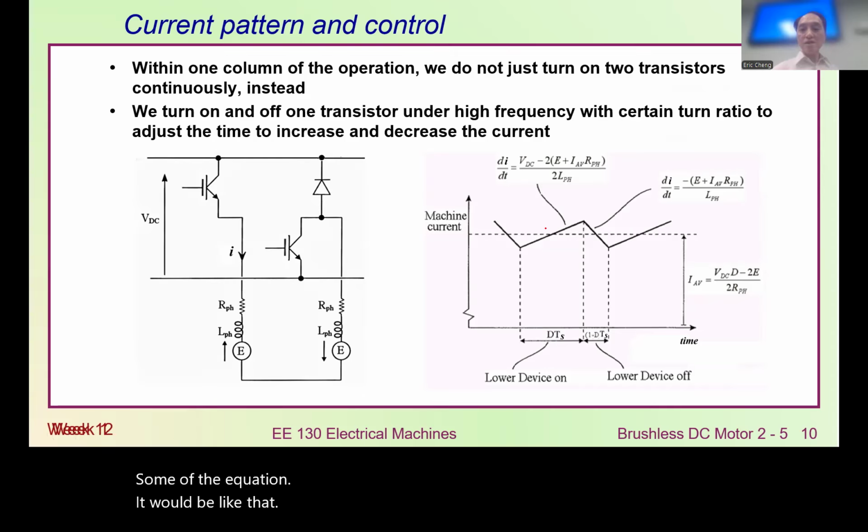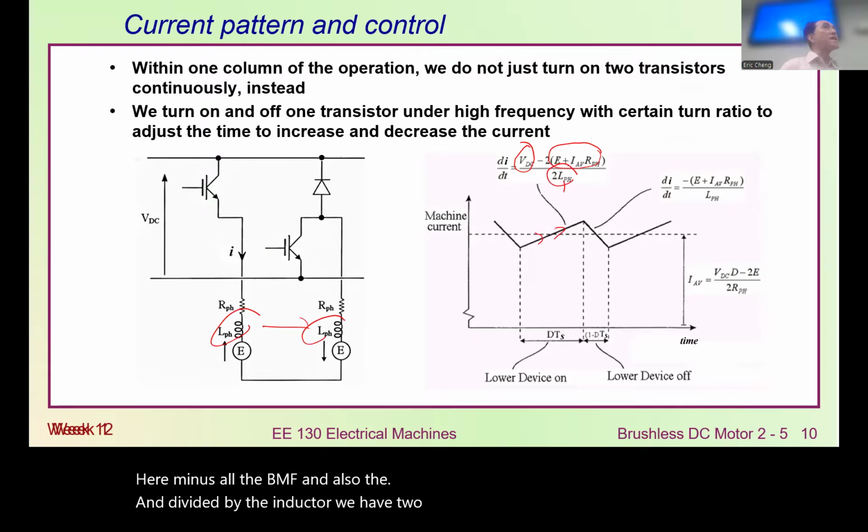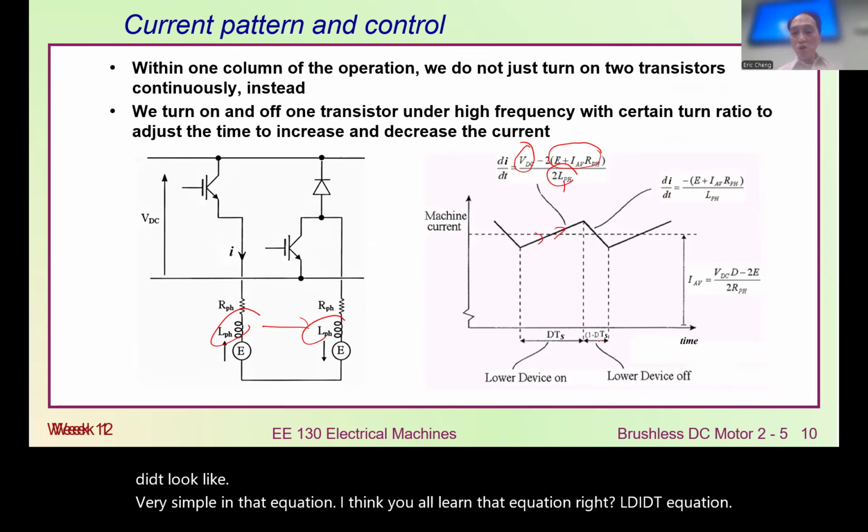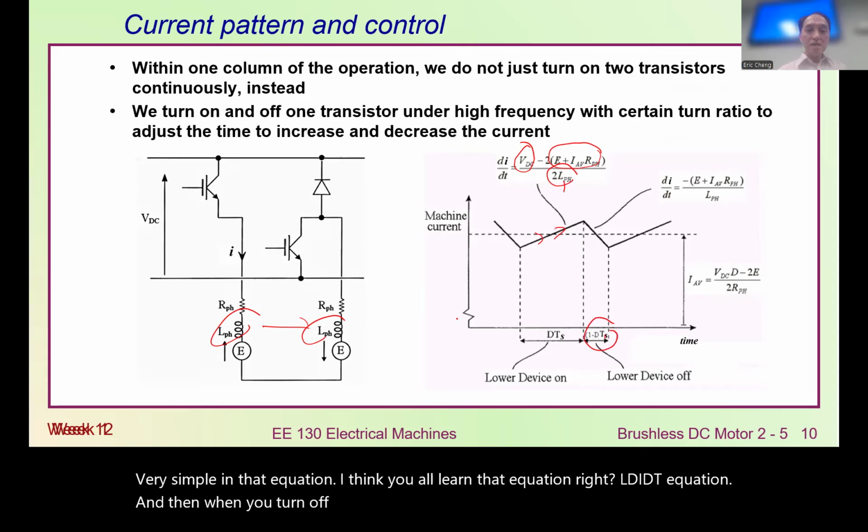So when we're rising, we have the input voltage minus the back EMF and also the voltage drop, divided by the inductor. We have two inductors here, right? Then that's how the dI/dt looks. A very simple inductor equation, I think you all learned that, right? The L dI/dt equation. And then when you turn off, turn on will be in here, right?